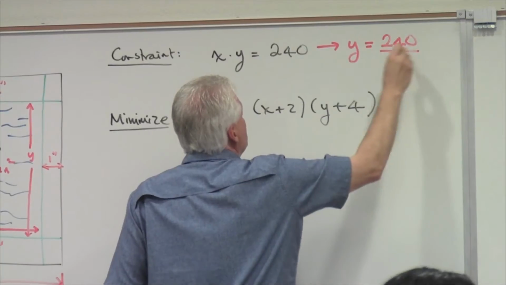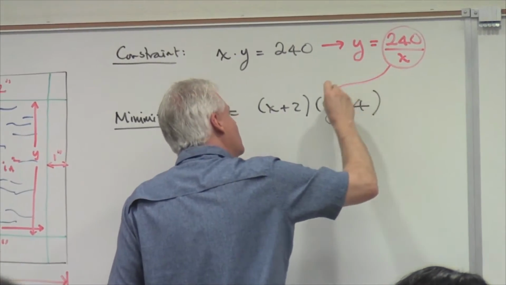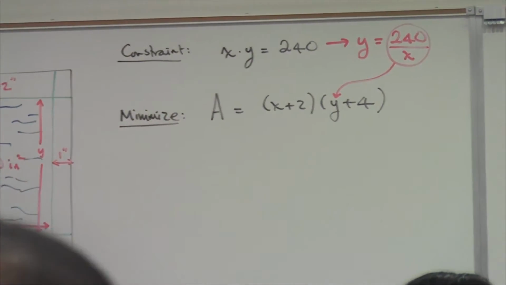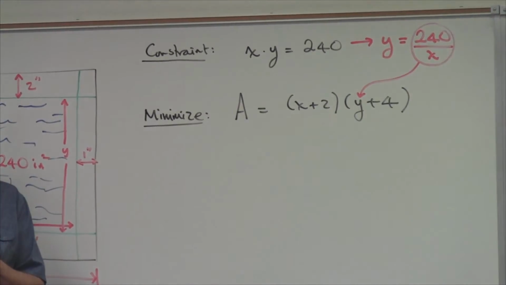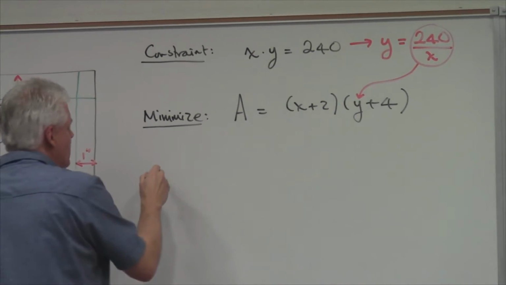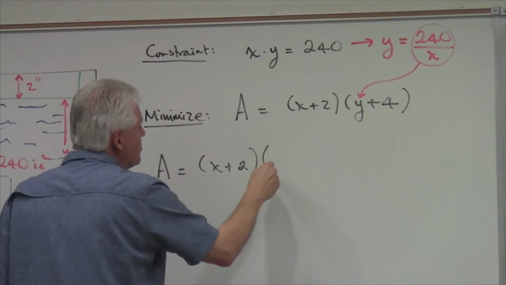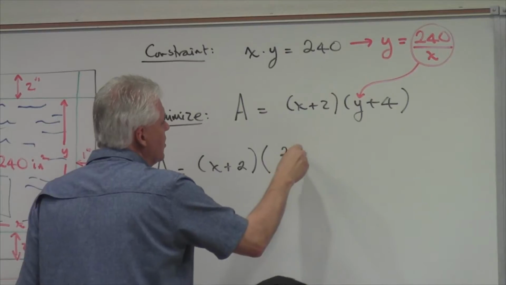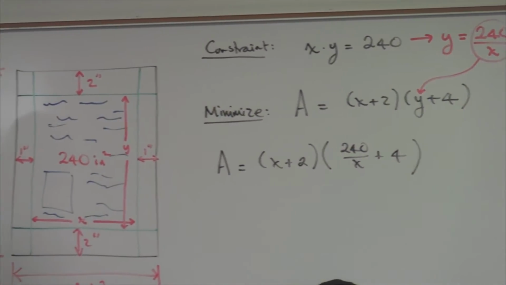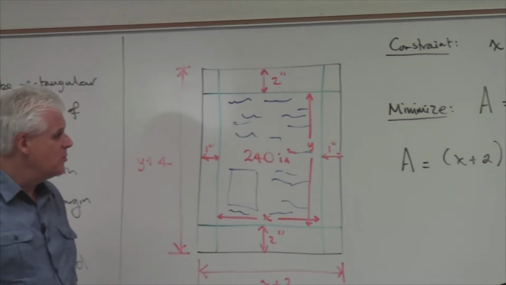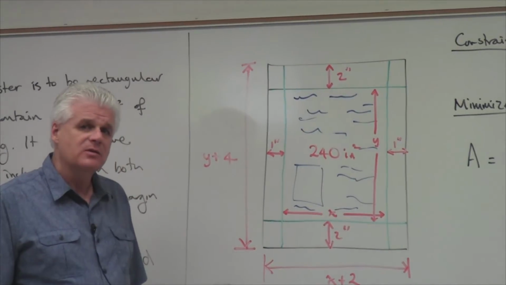Yeah, it's 240 over x. So wherever I see a y, it's legitimate to replace it by 240 over x from the constraint. This making sense? Okay, so I get that the area is x plus 2 multiplied by 240 over x plus 4. So that's the function. Now, in terms of restrictions on x, what's the size restriction on x?